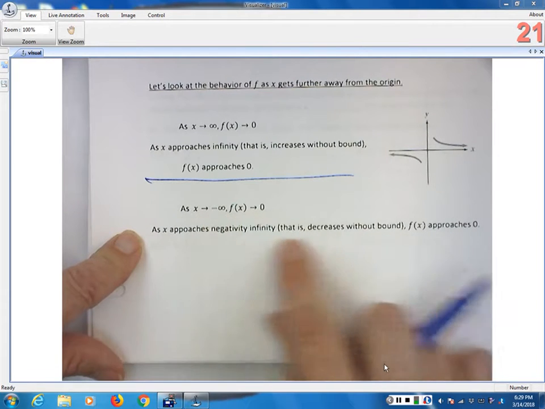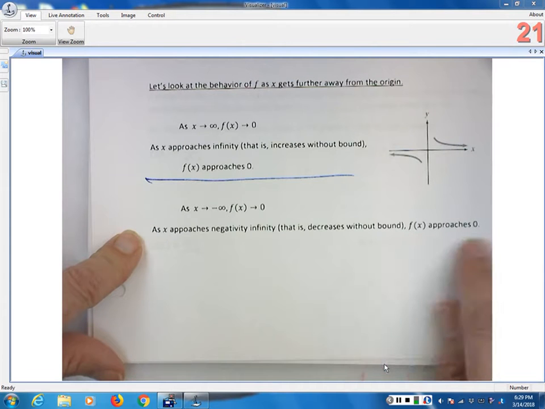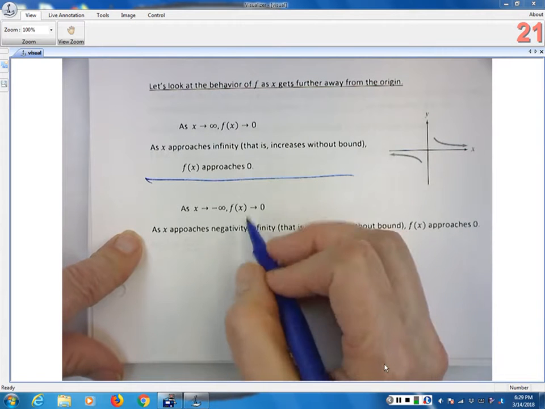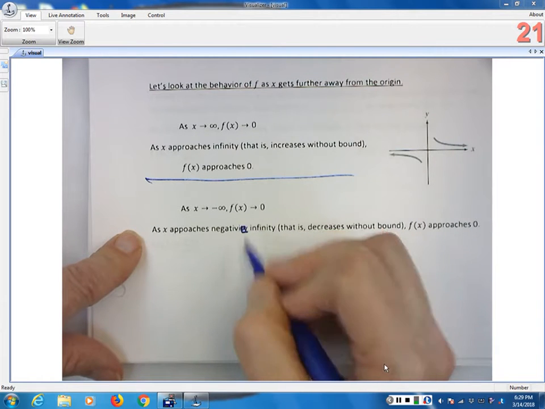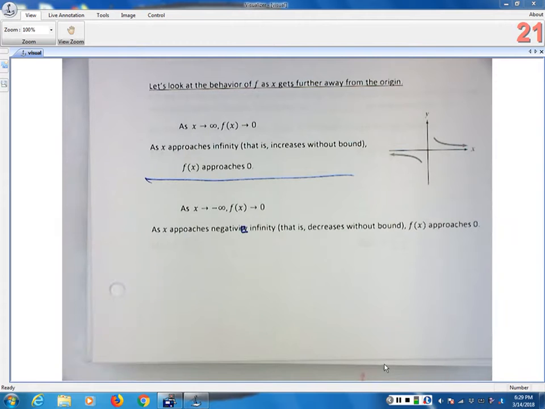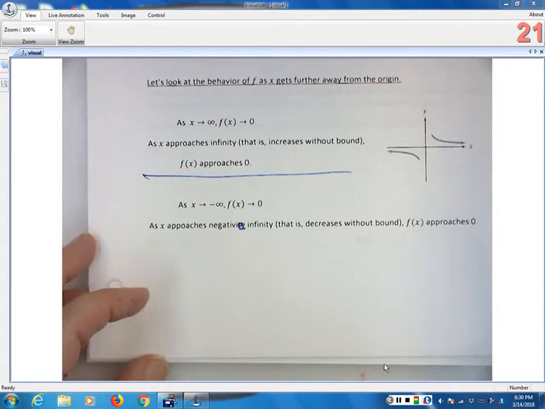Here's the words. Negativity, negative infinity. I never even noticed that typo. Negativity. Okay, I don't even know if negativity is a word, but all right. So that's just that notation.